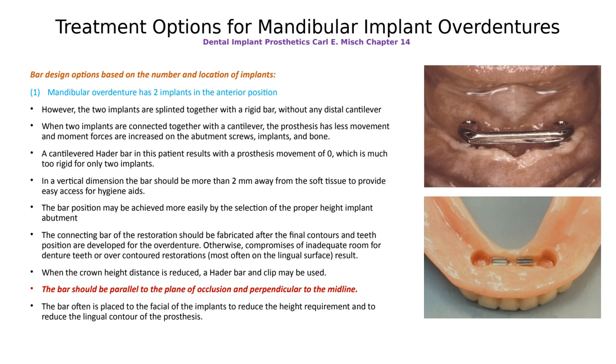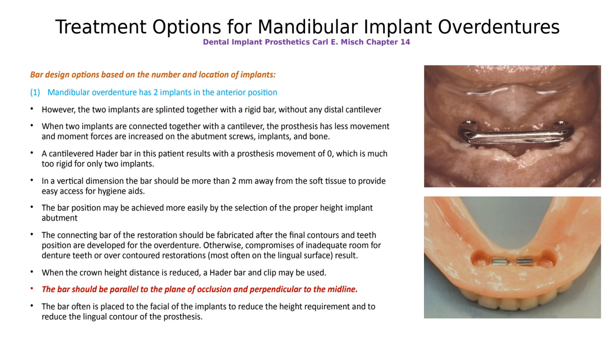A cantilever hard bar in this patient results in prosthesis movement of 0, which is much too rigid for the two implants. In a vertical dimension, the bar should be more than 2 millimeters away from the soft tissue to provide easy access for cleaning. So if we look at the first picture with the bar inserted into the patient's mouth, we see that there is a gap between the bar and the gum. So that allows the patients to clean.